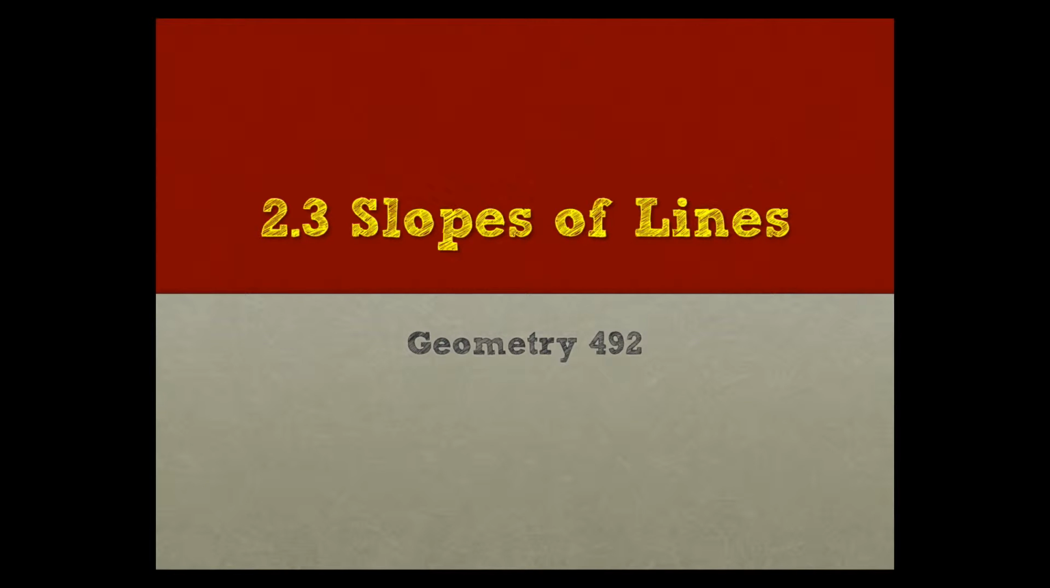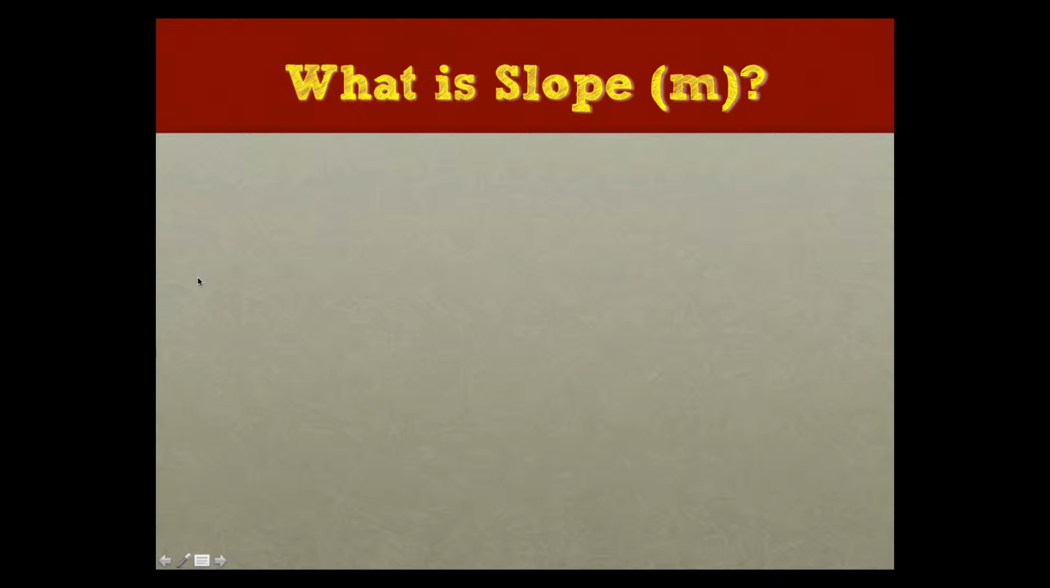Basic premise of algebra. Okay. So, what is slope? By the way, we use the letter M to denote slope, and I have no idea why M is used. Some claim it's French for mount, which is ridiculous.